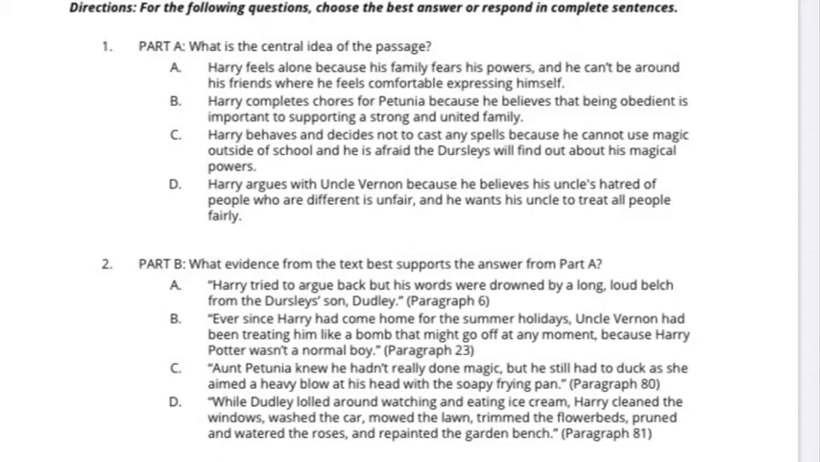Part B says, what evidence from the text best supports the answer from part A? So you look at each of those choices, and each of those choices are words from the actual text, and you need to find the words that prove your answer to number 1. If you can't find anything to prove your answer to number 1, then you need to go back and look because maybe that answer is not correct. So again, part A wants the main idea of the whole passage, and part B wants a quote from the story to prove that you are correct.